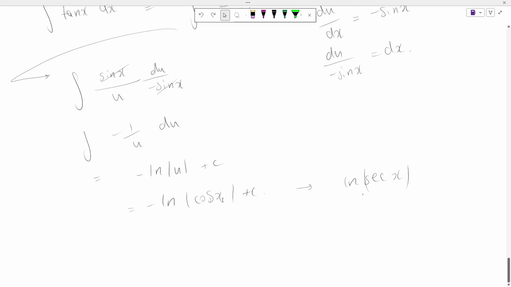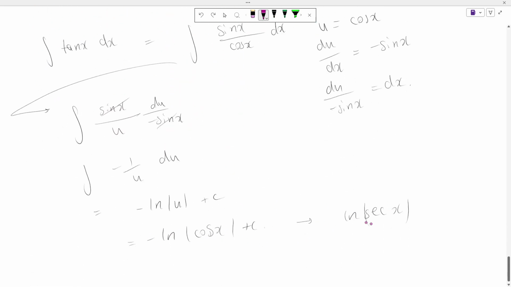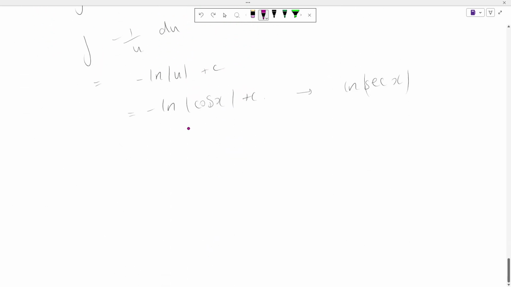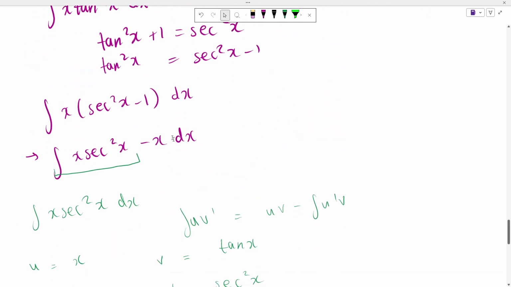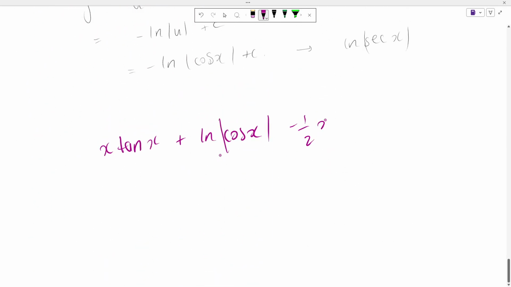Okay, so let's work backwards now. We know the integral of tan x is minus ln cos x, so we want the negative integral, minus integral. So we're going to have x tan x plus ln cos x, and then we have the integral of minus x. What's the integral of minus x? This is going to be minus 1/2 x squared, and just put the plus c at the end. That is our final answer. Very nice.